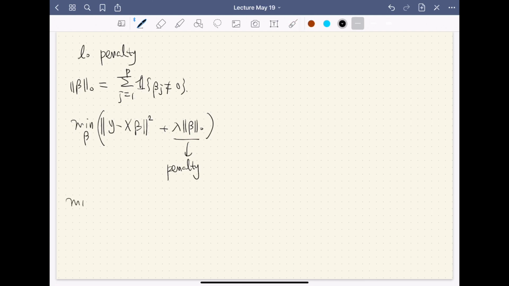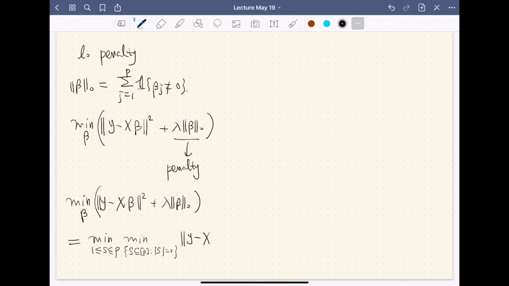In order to see that, let's rewrite this optimization problem. We can first minimize over the sparsity, which is the number of non-zeros S. And then given S, we can minimize over the subset, right? We can find the best subset such that the cardinality equals small s, and then we can restrict ourselves onto the submodel.